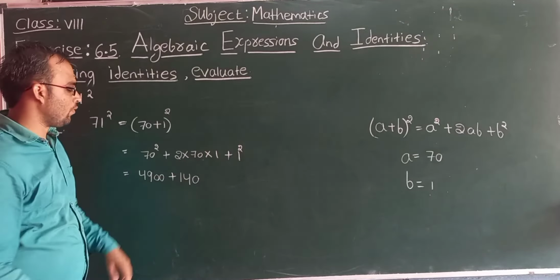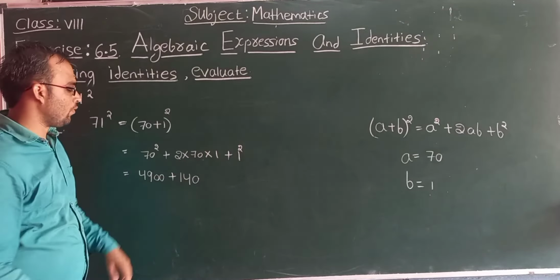Students, now let us solve the second question. They have given 99 square. We need to find the value of 99 square using the identity. This 99 can be written in the form of a minus b. Look here, 99 can be written as 100 minus 1, and the square is there, so put square. Now it is of the form (a minus b) whole square.